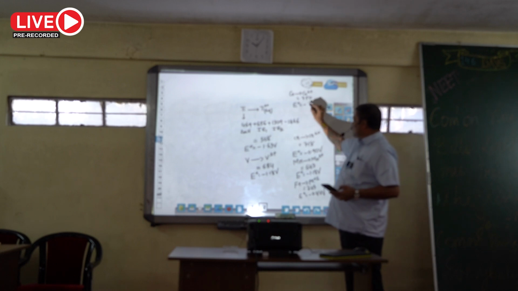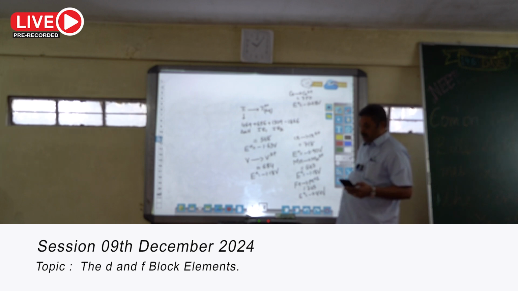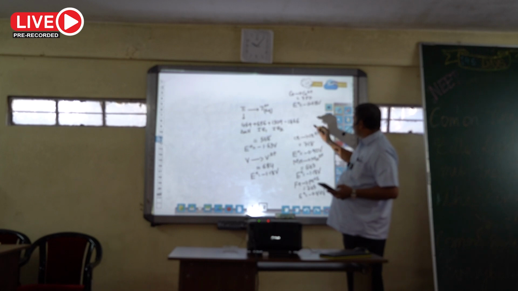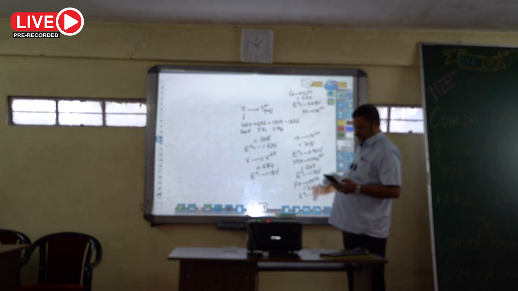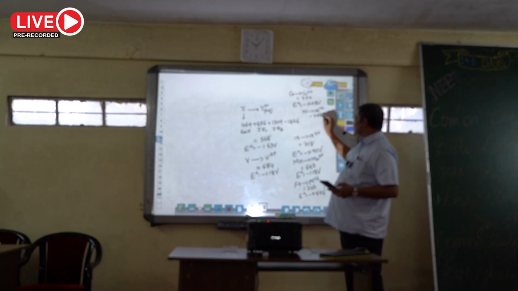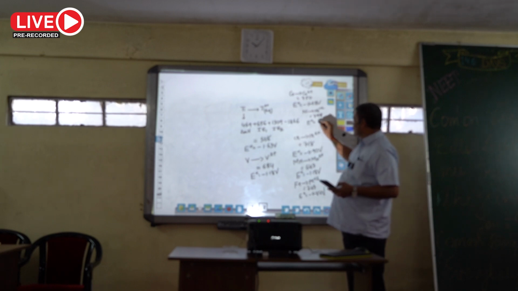Minus 0.28 volts. After that, nickel. Here I am writing nickel plus 2, 798 you are getting, and the E naught you are getting is minus 0.25.